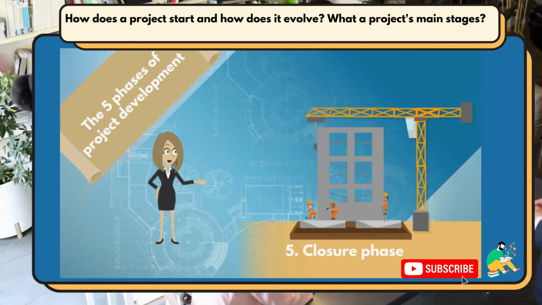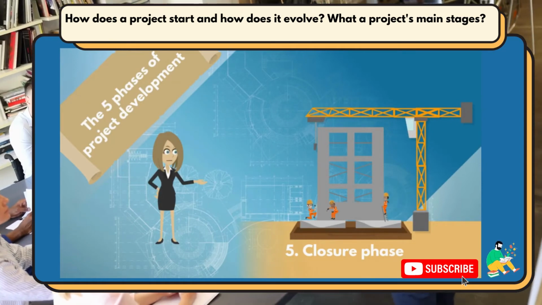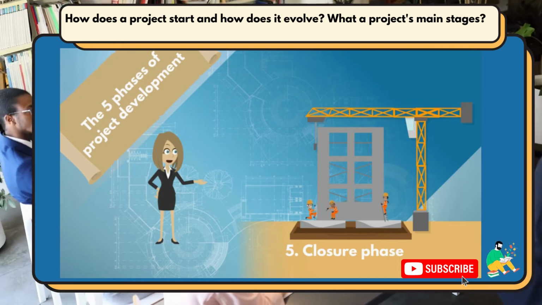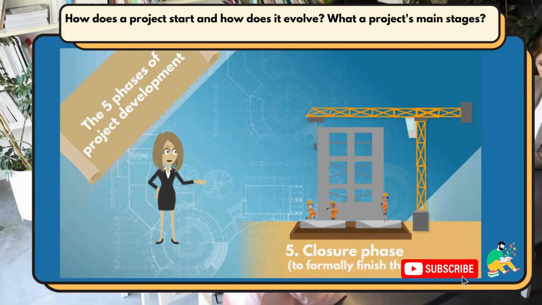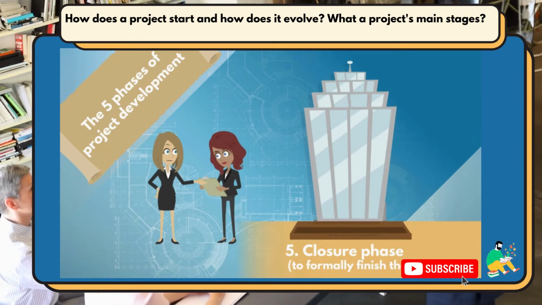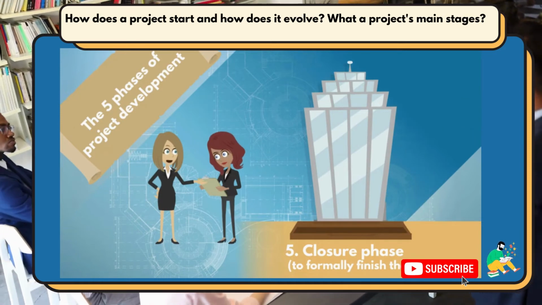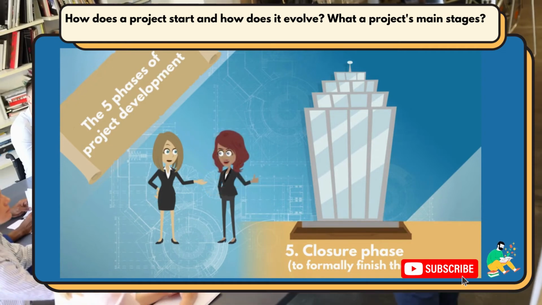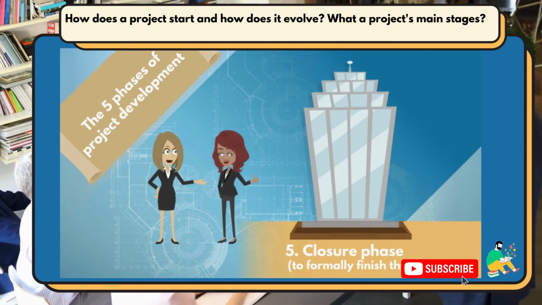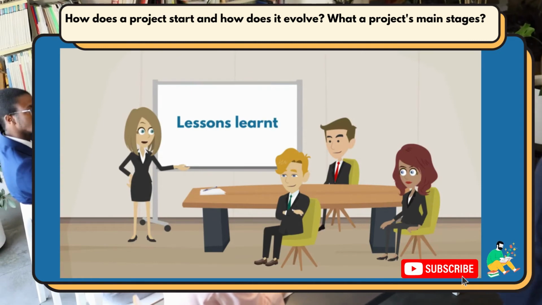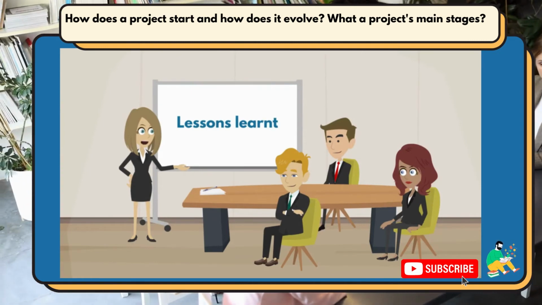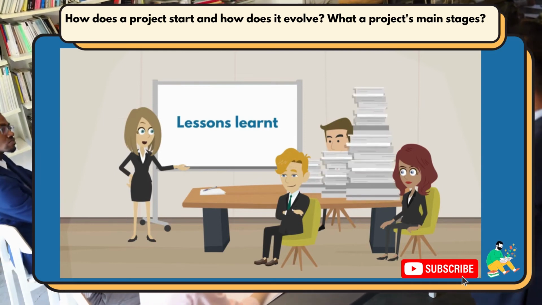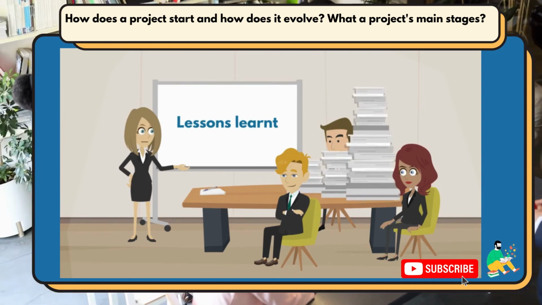Lastly, the closure phase. When all the project work is done, the project manager still has some final tasks to do to formally complete the project. They must hand the project over to whomever it was designed for. The sponsor must officially approve and sign off the project, confirming the agreed objective has been achieved. Then, the project team, the stakeholders, and the project manager sit and discuss the lessons learned. What went well, what didn't, and what could be improved for future projects.